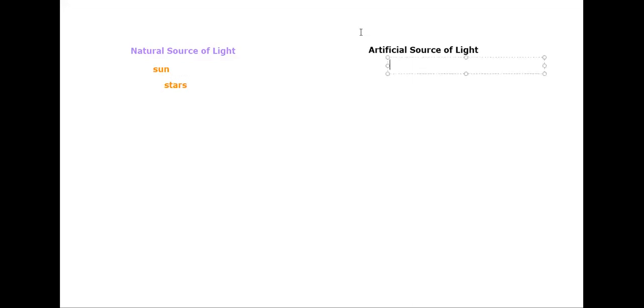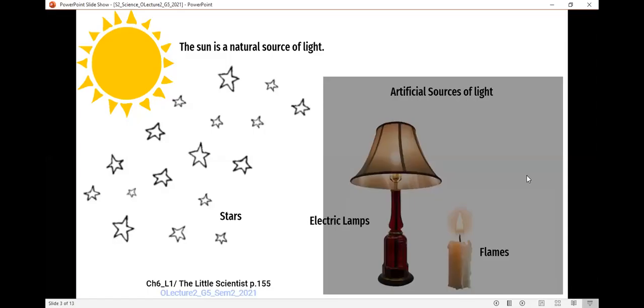Let's talk about artificial sources of light. Flashlights. The light bulb. The lamp. The candle. Electric lamps. Car light. Etc. The sources of light provide us with light.